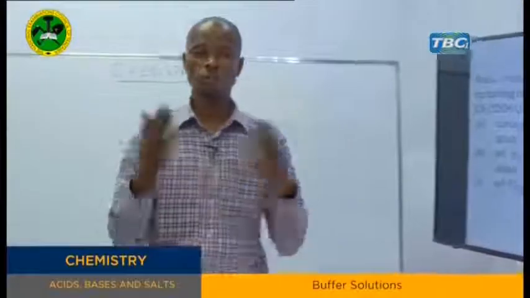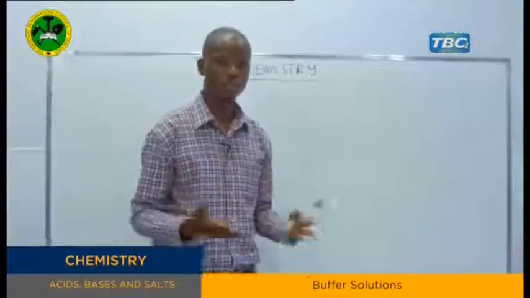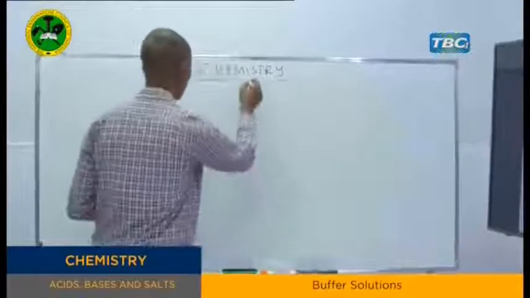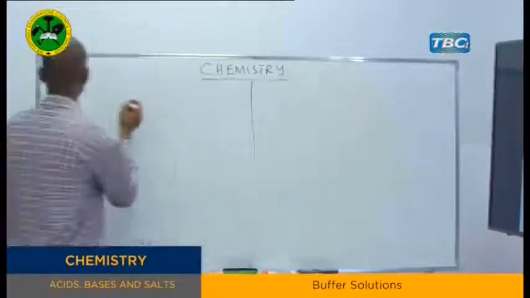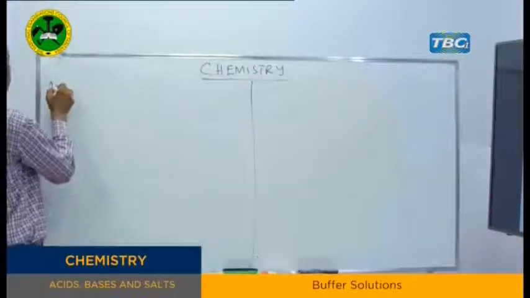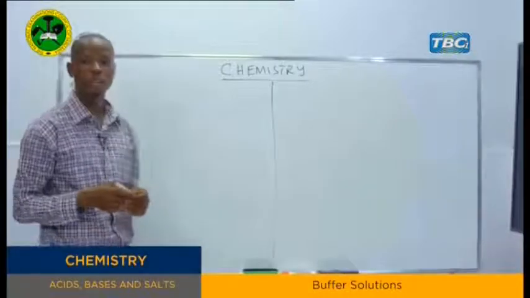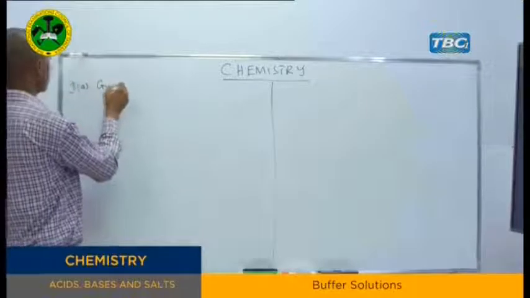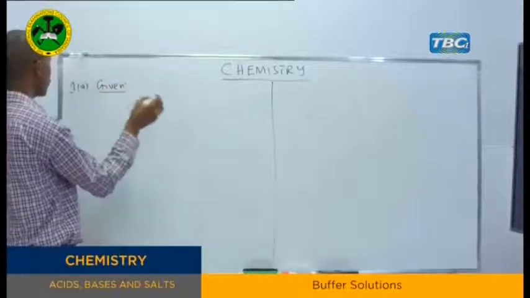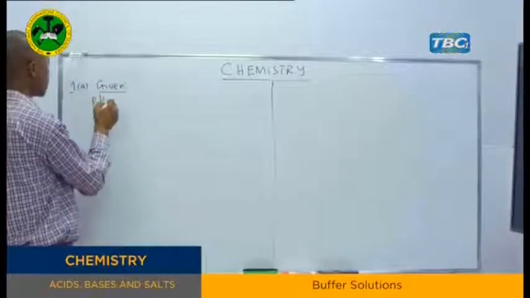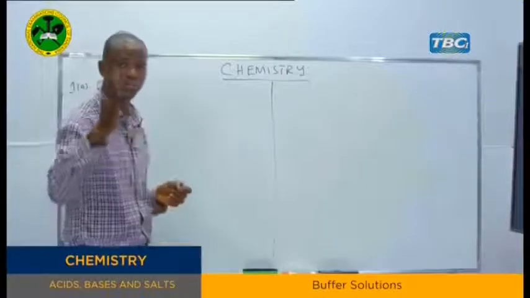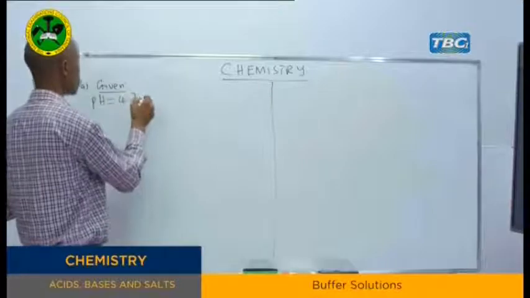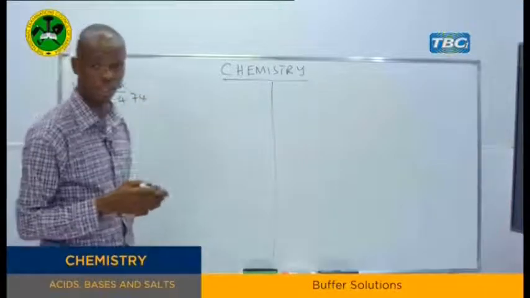Now, this question is also very simple. There is no problem. You can solve it as follows. Let's solve this problem together. Now, question number 1A, you are told to find the concentration of the salt. What are you given? From the question, we are given the pH of the solution, which is 4.74.